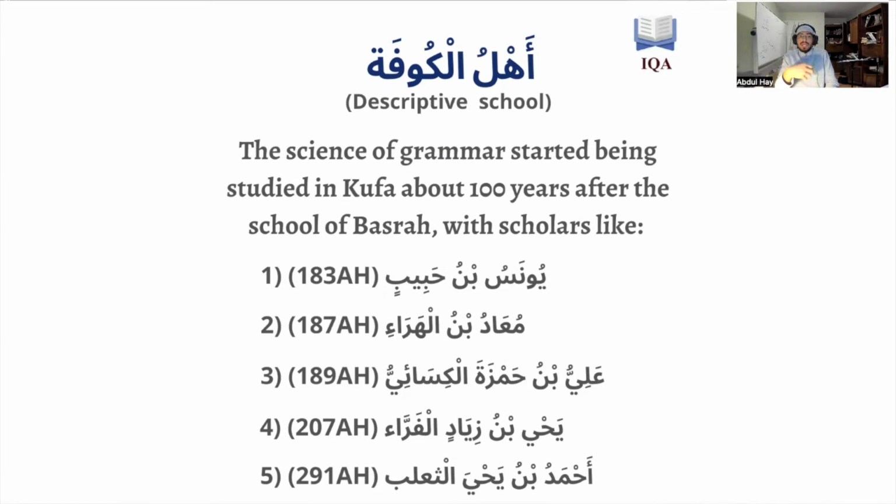And a lot of what the Kufiyun founded and a lot of their rules are actually just based on the school of Basra. But they added on to what the school of Basra did, and as we're going to see, they had certain differences and a different approach to how they were going to study grammar. Now, it started with scholars like Yunus ibn Habib, who's the one who actually asked the question that we just saw. Also Mu'adh ibn al-Hara, also Ali ibn Hamza al-Kisa'i, Imam al-Kisa'i, we have a recitation named after him, of course. There's Yahya ibn Ziyad al-Farra, a great scholar.